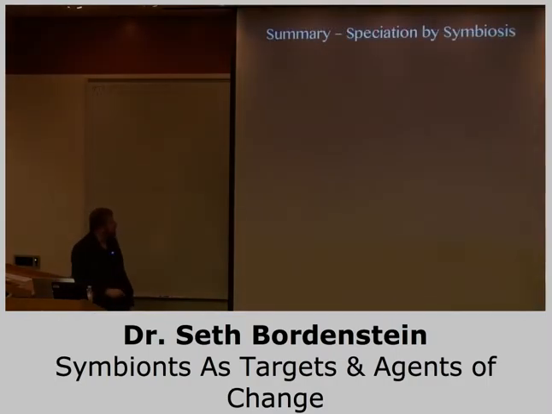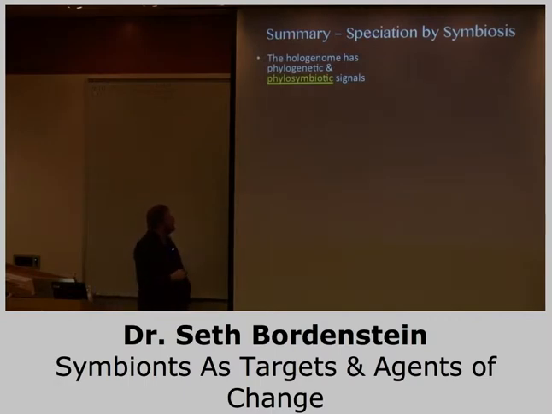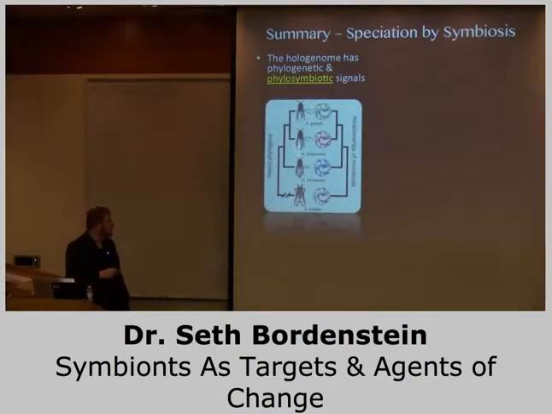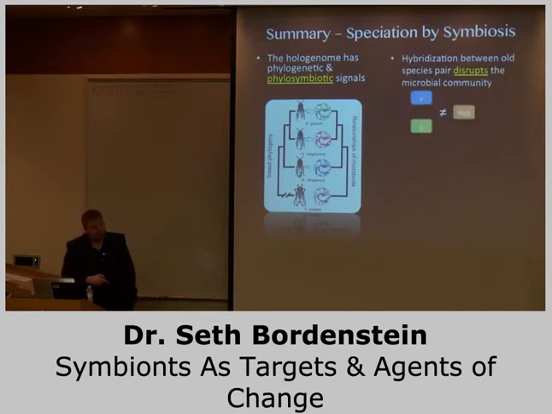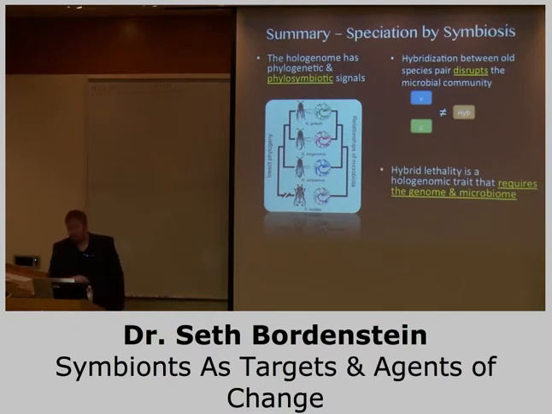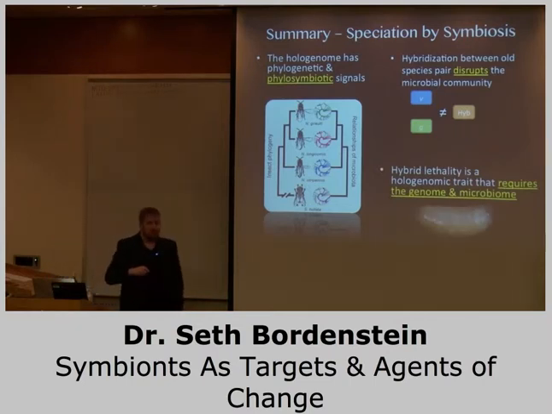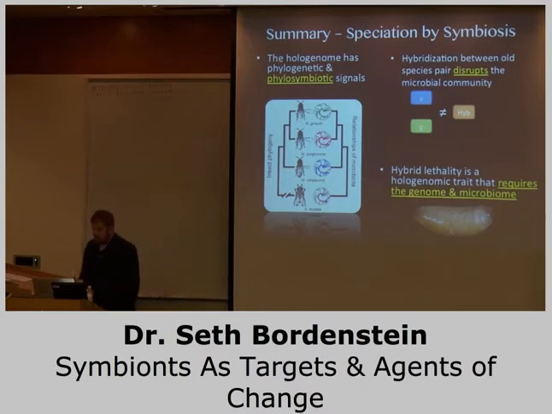Okay, so just to summarize the speciation by symbiosis section, the hologenome has a phylogenetic and phylosymbiotic basis. And we see that in a pattern in which animals co-diverge with their host microbial communities. And in a sense, the microbiome is uniquely qualified in each host species that we looked at. Secondly, when we make hybrids, the microbiome breaks down and gets disrupted and is different from either parental species microbiome. And then thirdly, hybrid lethality undoubtedly is a hologenomic trait because it requires both the genome and the microbiome, and we're going to test truly whether the genome is required by removing the genome parts that are associated with mortality.